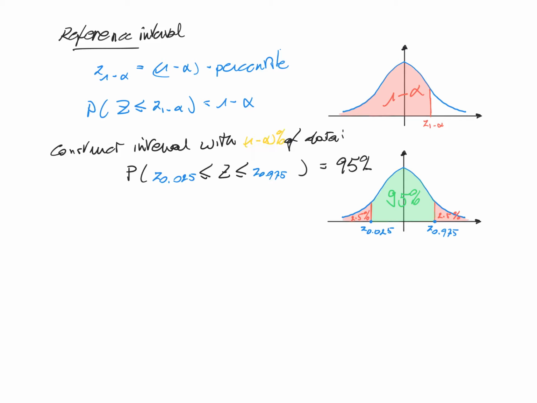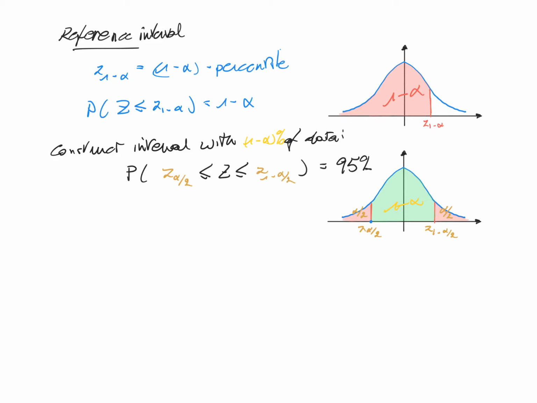We can also do this more generally, and so we could say that we want to construct an interval that contains 1 minus alpha percent of the data. In that case, we have 1 minus alpha percent of the data in the center of the distribution, and then alpha percent of the data in the two tails. So on the left, alpha over 2 percent, and on the right, alpha over 2 percent. And so my quantiles, my percentiles, will change from z_{0.025} and z_{0.975} to z_{alpha over 2} and z_{1 minus alpha over 2}.